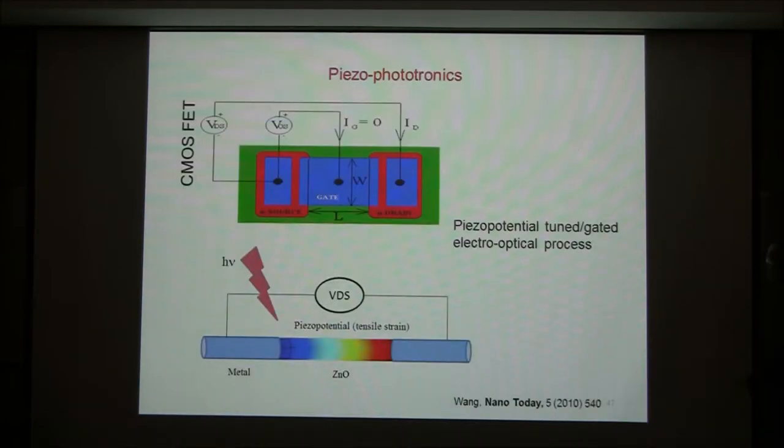Let's look at the basics. When did we start? This was back in 2010. We have a single nanowire photodetector. If you apply mechanical strain, we have polar charge created at the two ends, negative ion here, positive ion here. We have a piezopotential across. On photon excitation, what happens? Photon excitation can change the barrier height, lowering the Schottky barrier height between metal and semiconductor. But the piezoelectric effect can increase the barrier height. One can counter the other one.